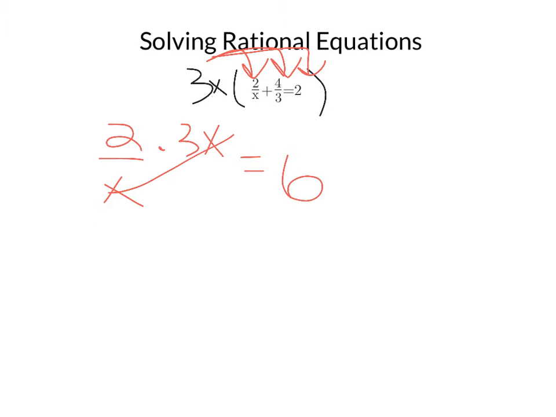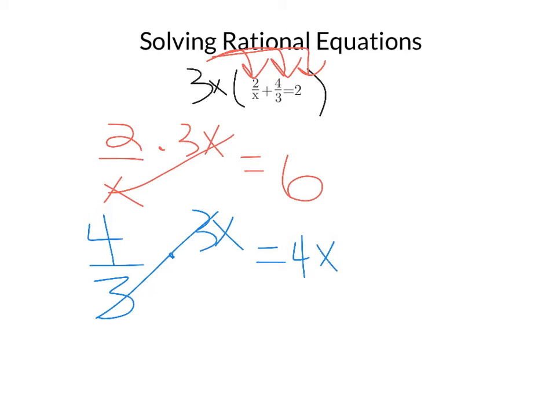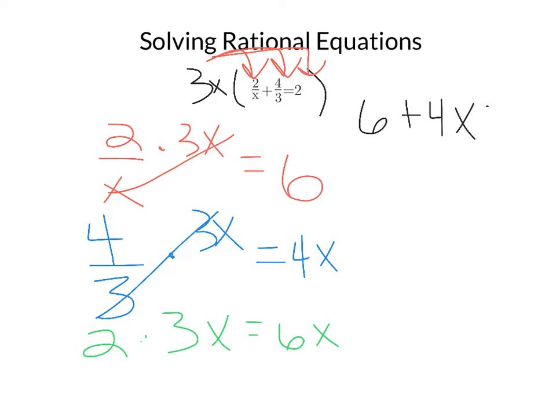When I multiply 4/3 by 3x, the 3's cancel out and I'm left with 4x. And when I multiply 2 by 3x, that gives me 6x. So I can rewrite the equation as 6 plus 4x equals 6x. At this point, it's fairly simple to solve.